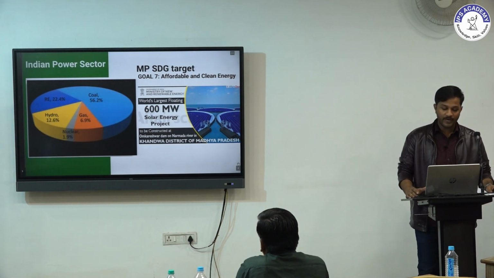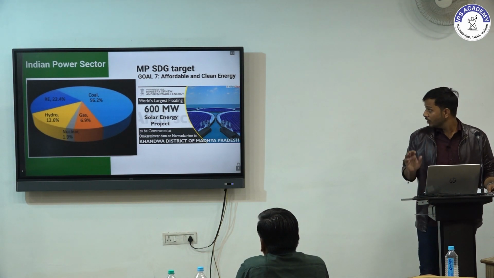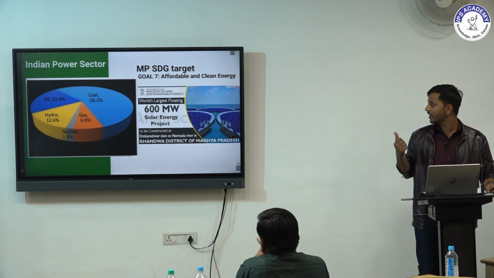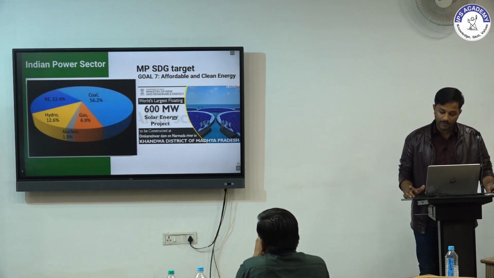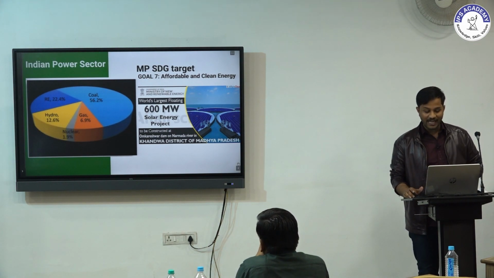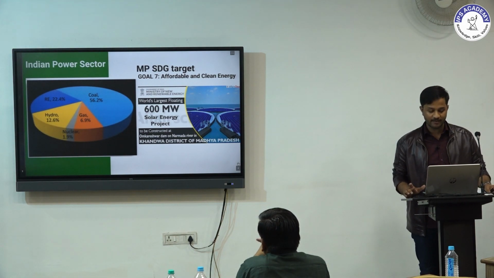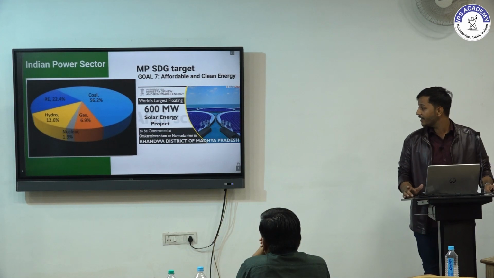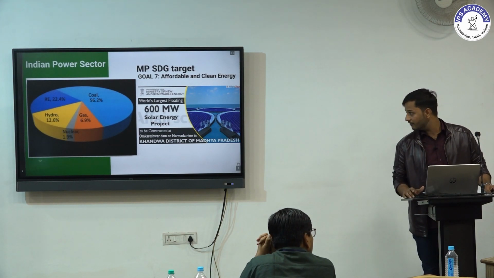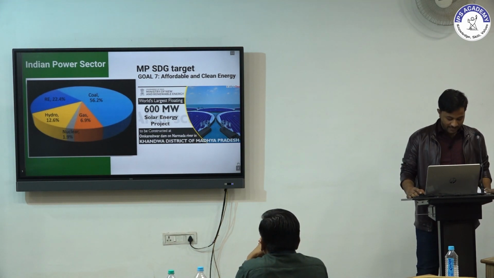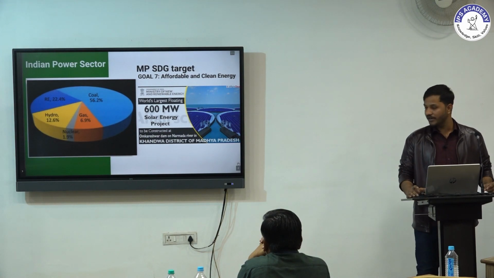Now coming to Madhya Pradesh's Sustainable Development Goal targets, there are 17 Sustainable Development Goals, and Madhya Pradesh is highly working on goal number 7, which is affordable and clean energy. The world's largest floating solar energy project of 600 megawatt is to be constructed at Omkareshwar, at the site of the Narmada River in Khandwa district of Madhya Pradesh. So we have the potential of becoming the world's largest in exploring the available renewable energy.